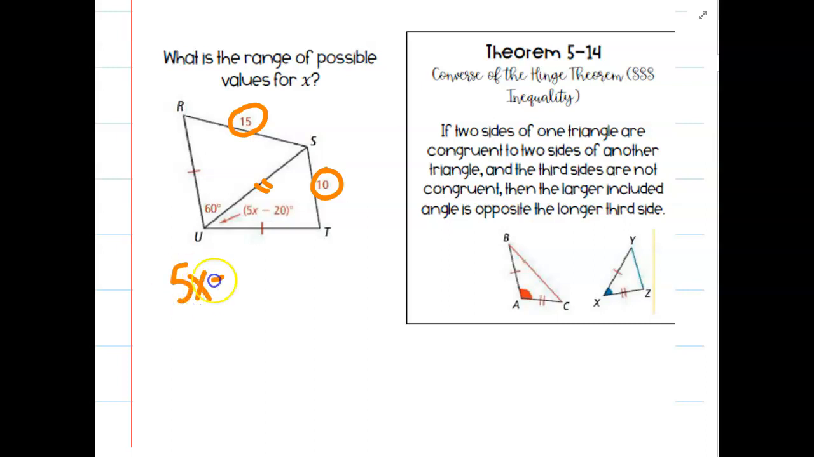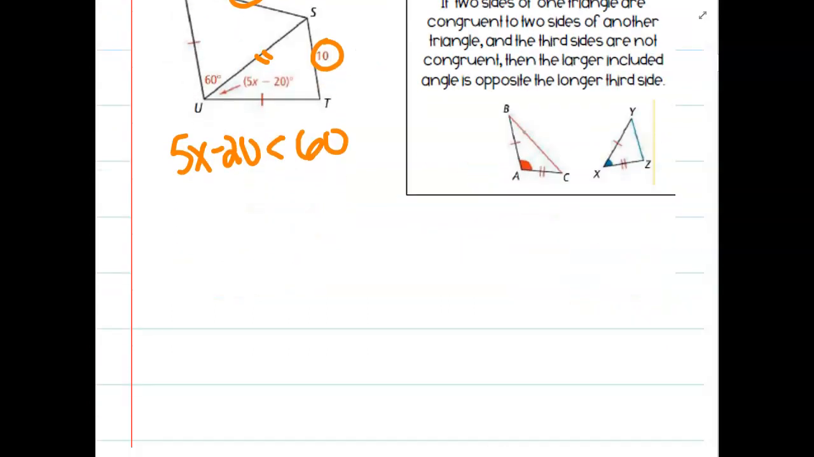If I start with this 5x minus 20, the side opposite 5x minus 20 is 10. If I compare that to 60, the side opposite 60 is 15. That's bigger, which means 5x minus 20 is the smaller angle. So 5x minus 20 has to be less than 60, and we can use this to figure out what x could be. If I add 20, we have 5x is less than 80. And dividing by 5, we have x is less than 16.